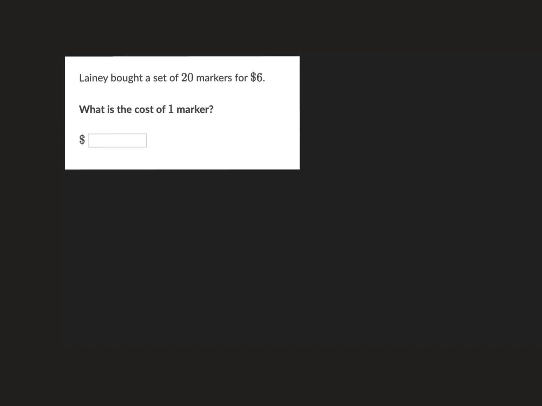Let's take a look at this question. Lainey bought a set of markers, 20 markers for $6. What is the cost of one marker? So remember, when you're setting up this question, students often just see the numbers and write it as 20 for $6. We want to get the cost of one marker, so we want that one to come second in our new ratio. If you put the 20 first, you're not going to line it up correctly. So make sure we put the $6 here on top for 20 markers.